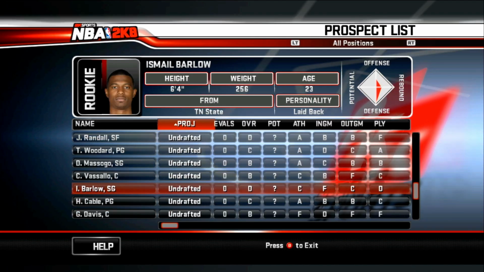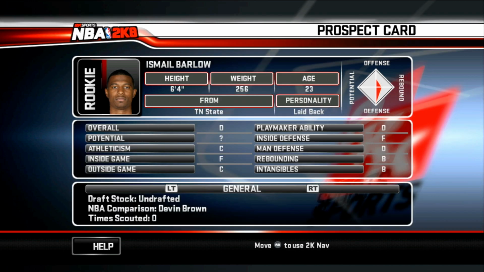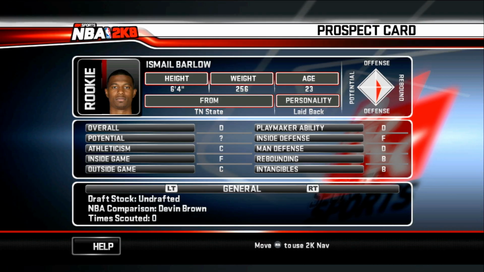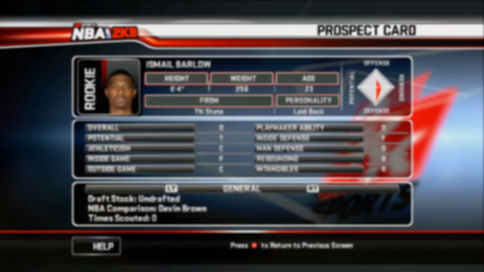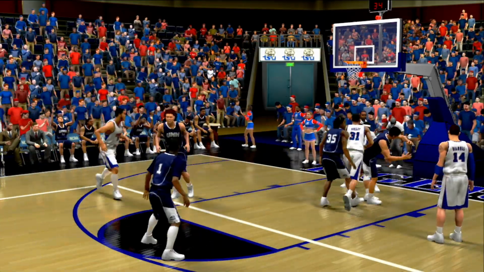Let's look at my guy Ismael Barlow. The stats are all accurate to how he was in college hoops. And you know what? I'd say the face they gave him really looks like his college hoop cyber face. Not sure how they did that. I feel like there's some TJ Ford in there, not sure who else. But skills wise, he's compared to Devin Brown, and the strengths and weaknesses honestly totally make sense to how he was playing at Tennessee State.